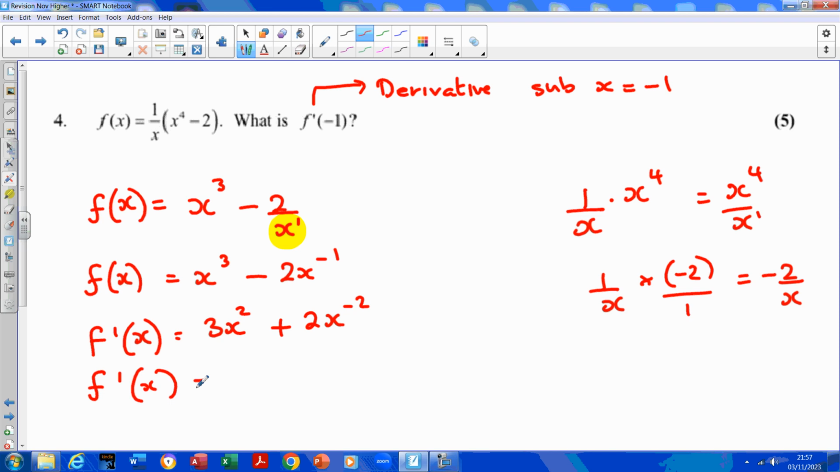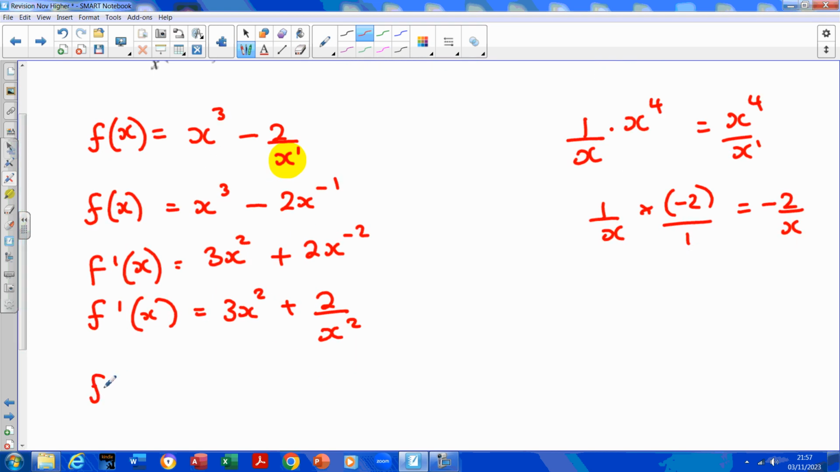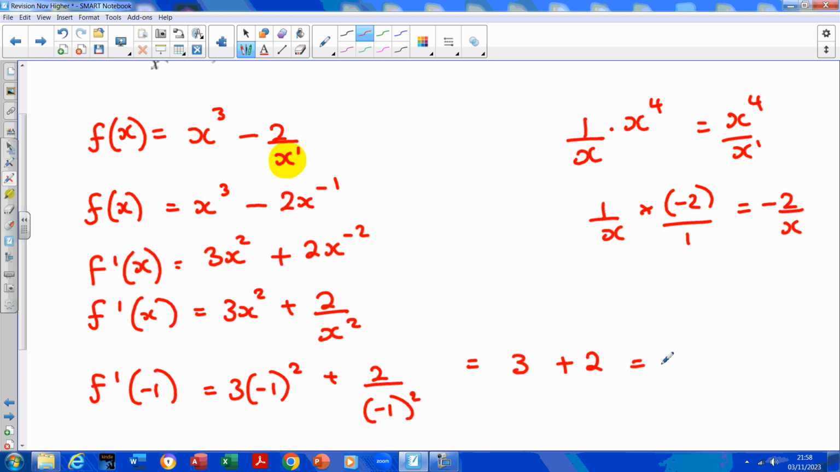So 3x squared is fine, we can substitute into that. But this one, I've got to drop the x to the negative 2 down to the bottom to make it x squared. Now it's okay to substitute your number in. So f dash negative 1 is going to become 3 times negative 1 all squared plus 2 divided by negative 1 all squared. So negative 1 squared is 1, 3 ones are 3, and I've got to add on 2 divided by negative 1 squared, which is 1, so that becomes 2 over 1, which is just 2, so the final answer is 5.